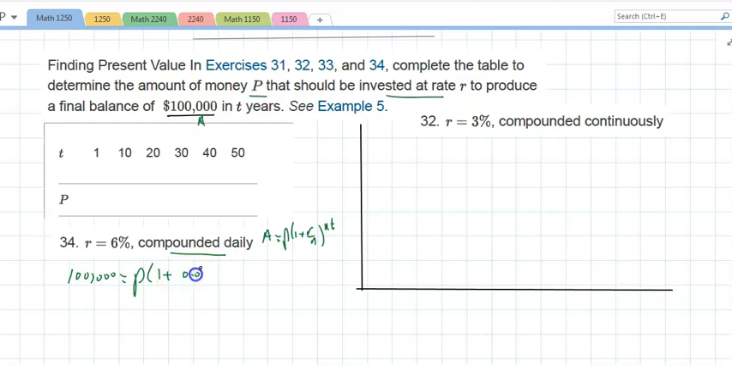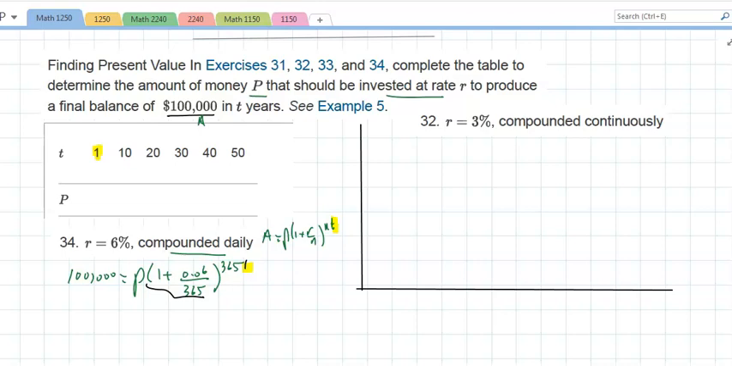Interest rate is 0.06 divided by 365, we agreed, times 365, and the varying part is T. Here they say if T equals 1, well, all you have to do is figure out what this quantity is and divide both sides by it. And that's how it works.